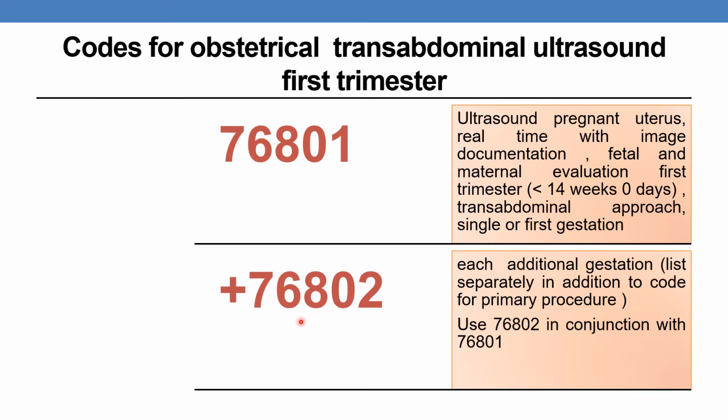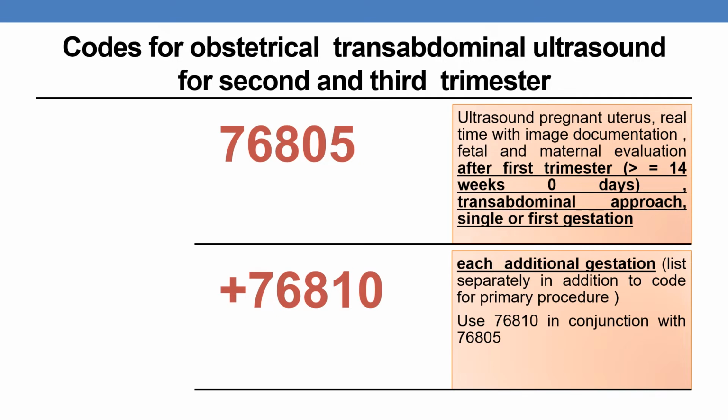And the next code is plus 76802, which is nothing but an add-on code for each additional gestation. List separately in addition to the code for primary procedure. Usually use 76802 in conjunction with 76801.